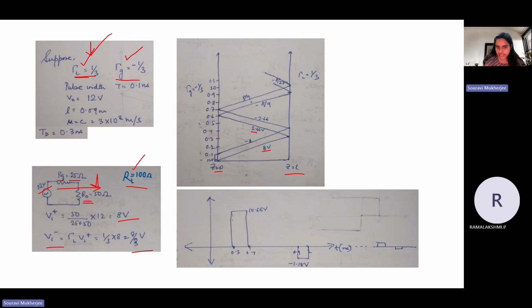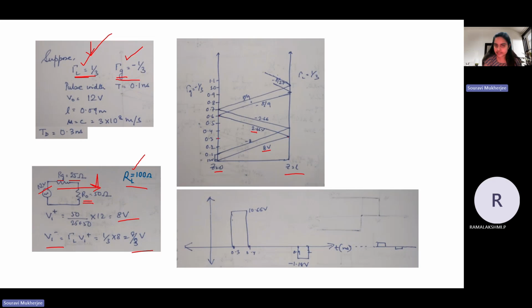This voltage will again take another 0.3 nanoseconds to reach your generator end, right? Now, again at the generator end, there'll be a reflection. How much will it be? It is given by tau G. Remember, it's a minus 1/3 value, right?